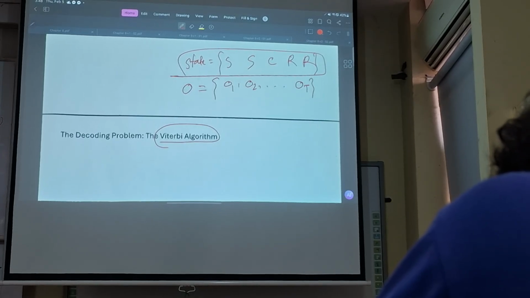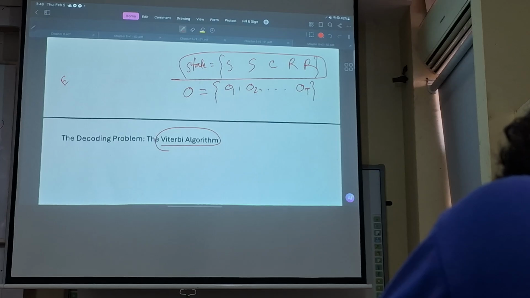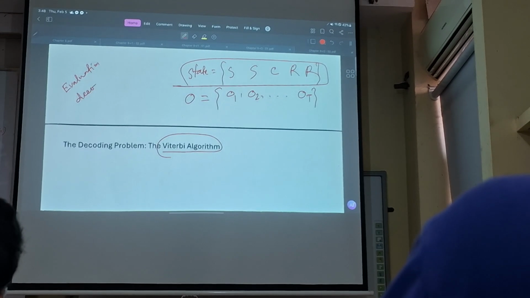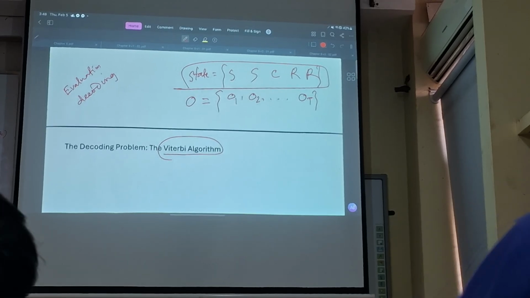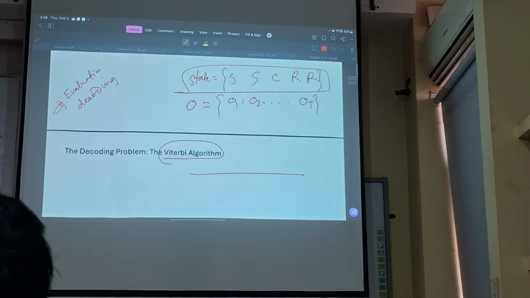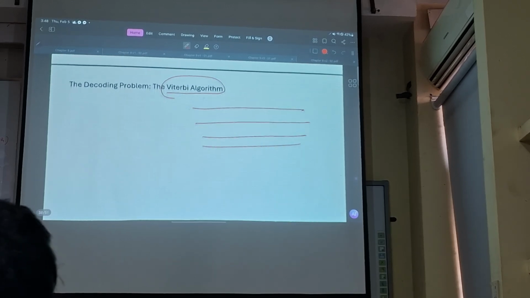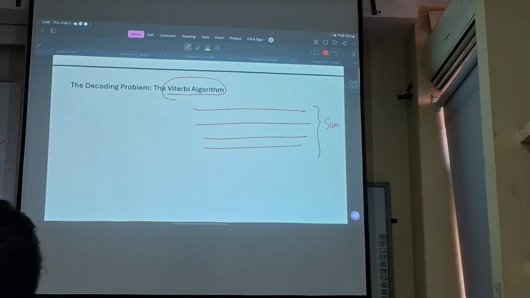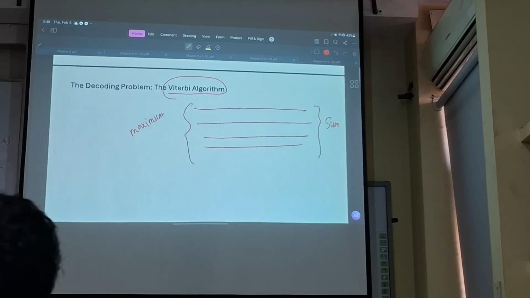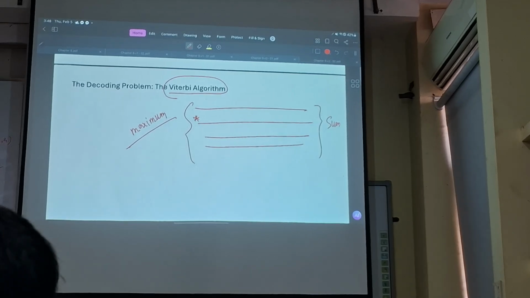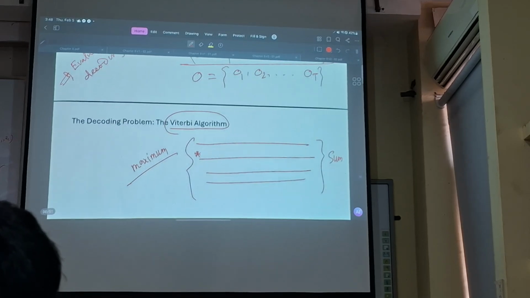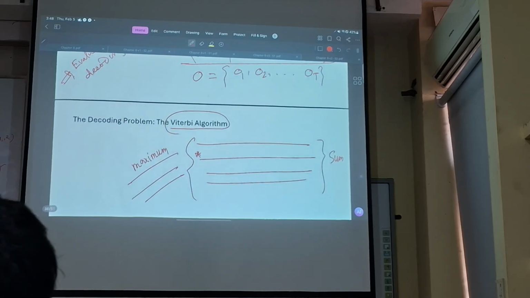So if we now consider the difference between evaluation and decoding, what is the difference? In evaluation, we consider all paths and then we sum. In decoding, what do we do? We consider all paths and select the path with the maximum probability. And this gives the outcome of the Viterbi algorithm. So the Viterbi algorithm is a very well-known algorithm, and in the next class we will finish it.